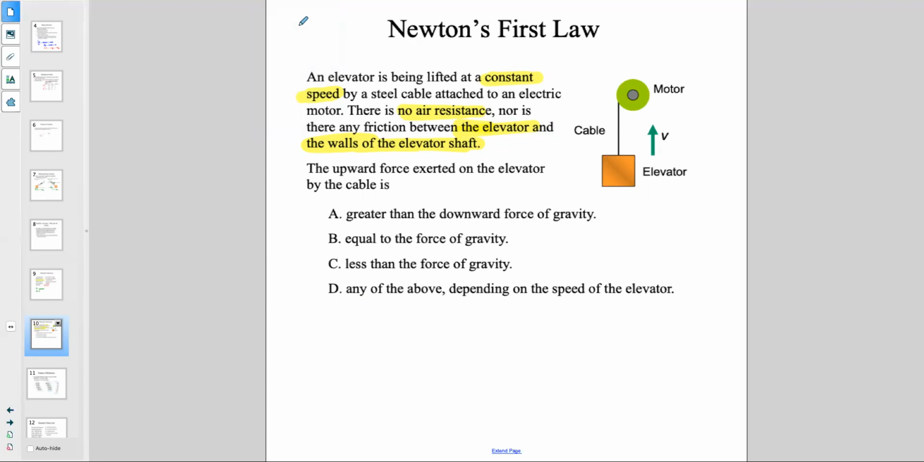So the upward force exerted on the elevator by the cable is greater than the downward force by gravity, equal to the force of gravity, less than the force of gravity, any of the above depending on the speed of the elevator. So we obviously can eliminate this one. D is absolutely incorrect.